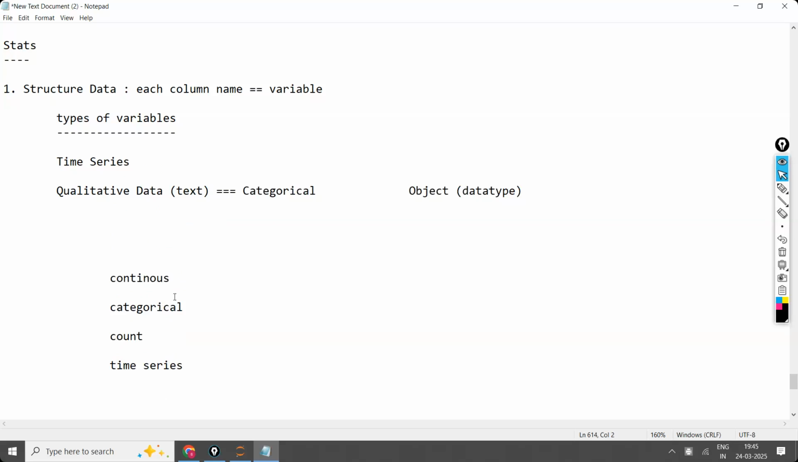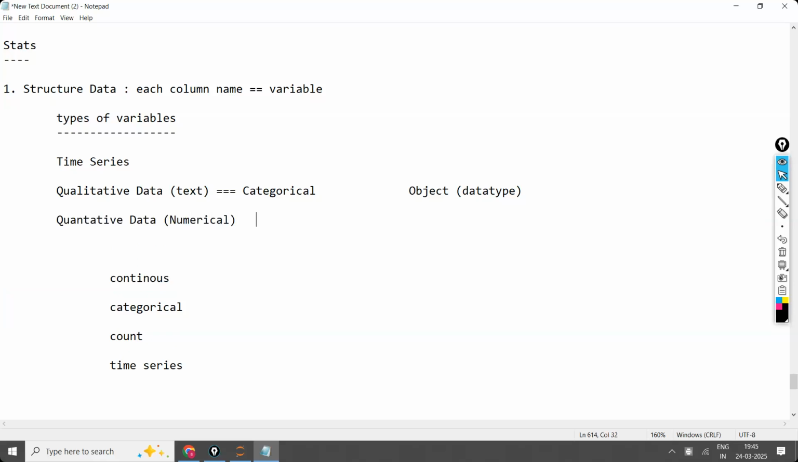Now, coming to categorical data, this one is the categorical data. Qualitative is completed. Next one is quantitative. We have the quantitative data, which is in numerical format.